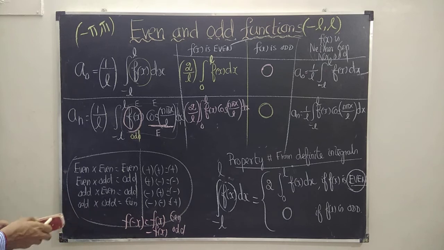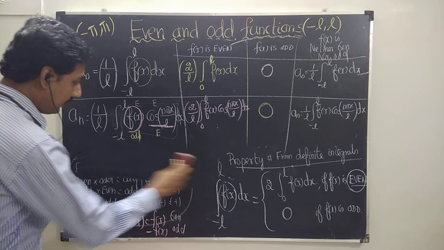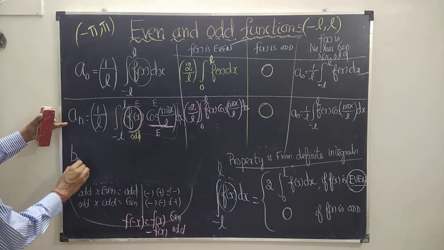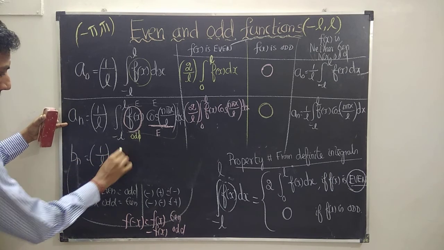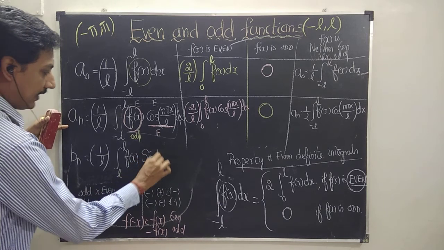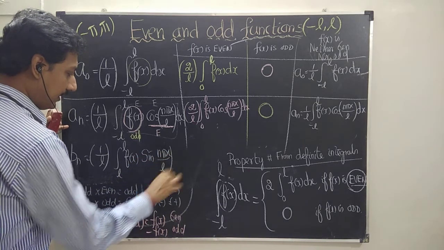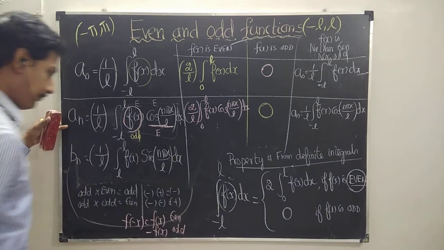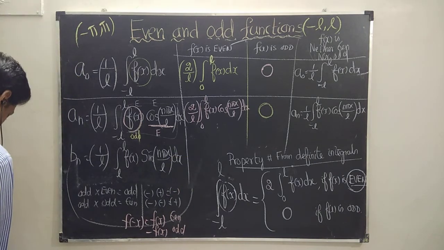What about the Bn formula? Bn formula is 1 by L integral from minus L to plus L f of x sin n pi x by L into dx. Right? Is it clear? First case. What's the first case?